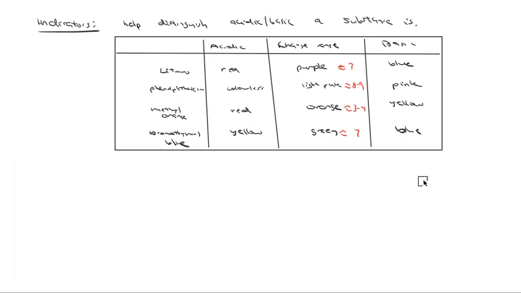Now, the thing is, how do these work though? It might help you to understand a little bit of the concepts behind them, but memorizing that is important. Well, an indicator basically is made up of a weak conjugate acid-base pair. So imagine I've got a weak acid.